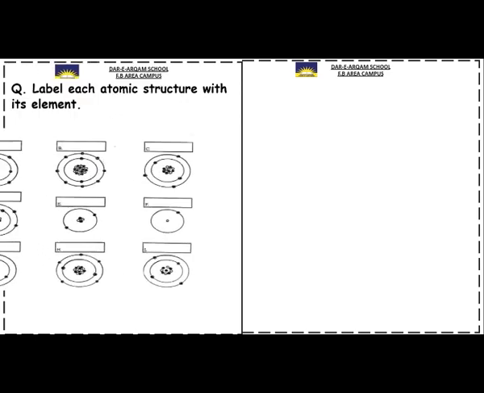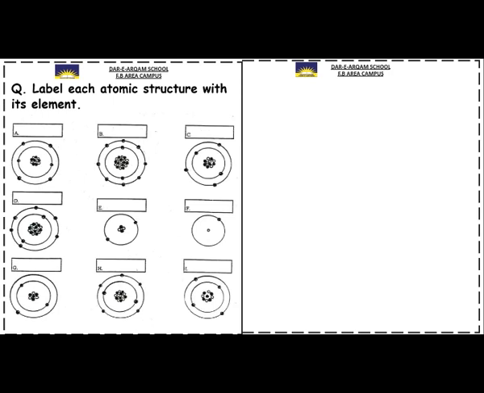There are 2 worksheets for you for this chapter. The first worksheet is to label each atomic structure with its element. Here are some pictures of atomic structure. You have to write their elements. For example, in number 1, there are 6 electrons: 4 in the outer orbit and 2 inside the orbit. So this is the symbol. This is the structure for carbon. Okay, you can take help from your book as well. The structures are given there as well.